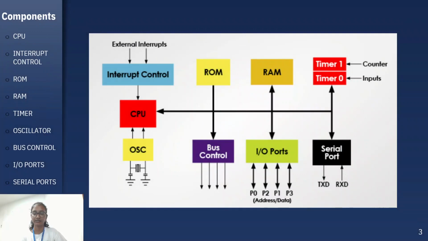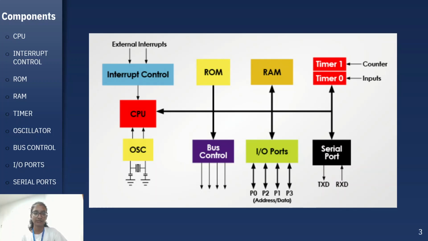Next are the components: CPU, interrupt control, ROM, RAM, timer, oscillators, bus control, I/O ports, and serial ports. These are the basic main components of the microcontroller. The CPU is the main part of the microcontroller that actually does all the processing work. It performs all the logical and mathematical operations.